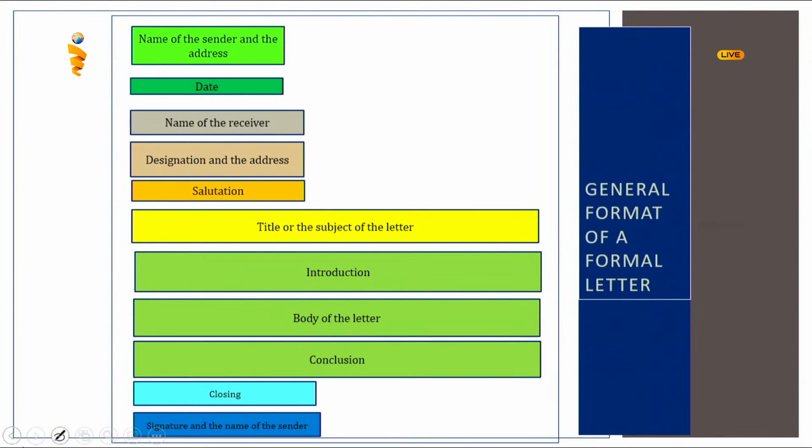Then the salutation. Can you remember what we wrote in informal letters? The salutation, hi friends, hello my dear Yasiru, like that. But here, it should be a very formal one. Dear sir, dear madam. Let's see then. Then the title or the subject of the letter.